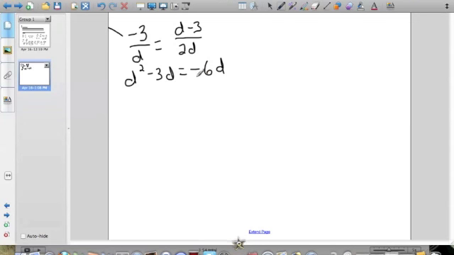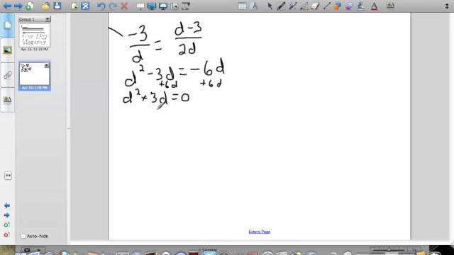Now, once I get to here, I'm going to put it in standard form and look to factor. All right, so I got d squared minus 3d plus 6d, so I'm going to have d squared plus 3d is equal to 0. Now again, if you didn't see what I did there, I added 6d to both sides. And again, I can only combine like terms.